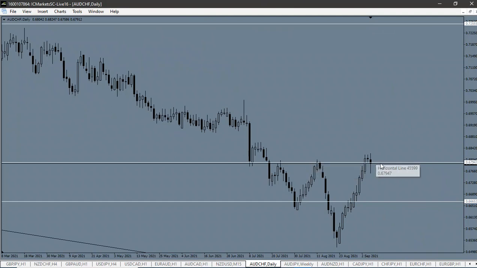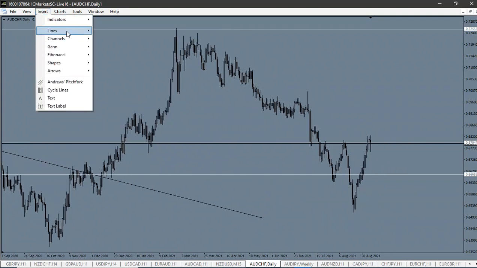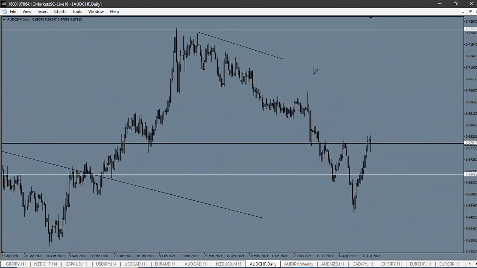As you can see right here, we see a nice rejection of this level. So what we need to cater for as well is this trend right here. You see a nice trend right here.